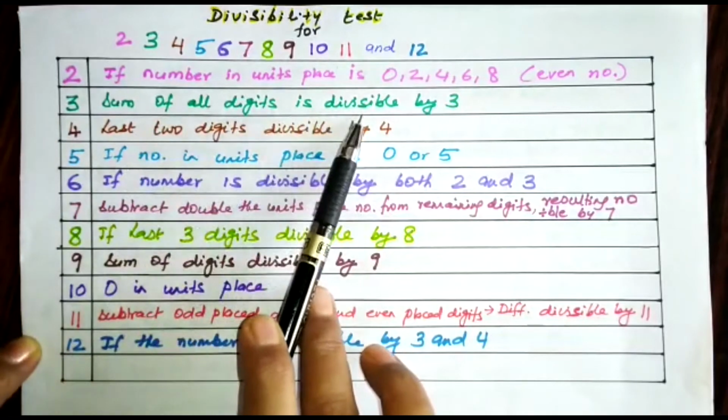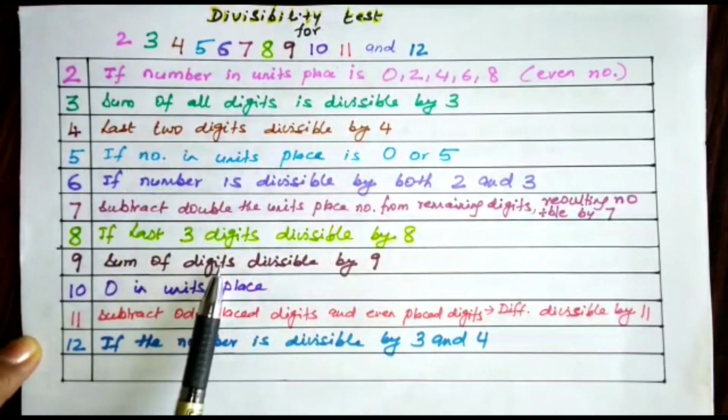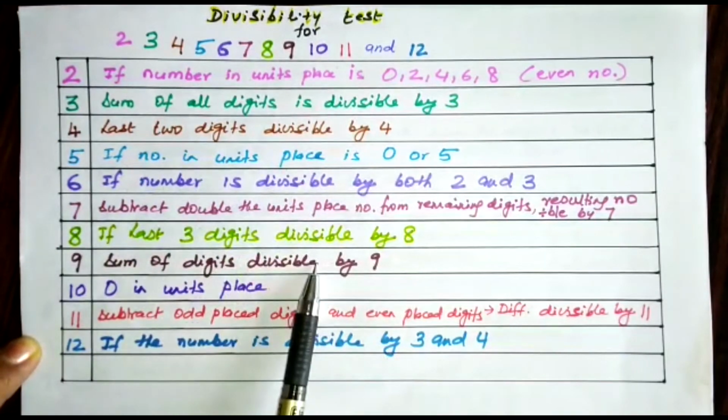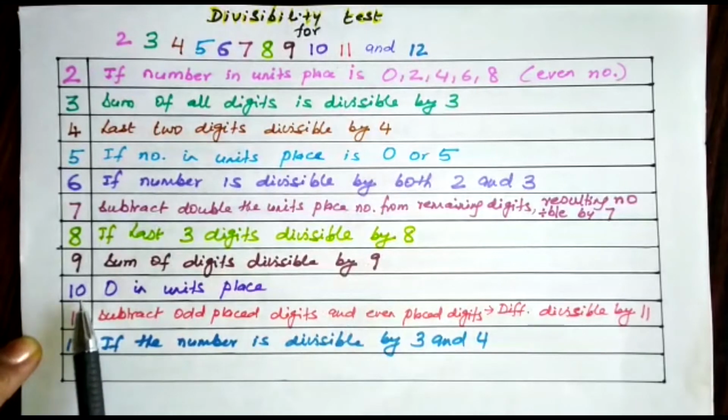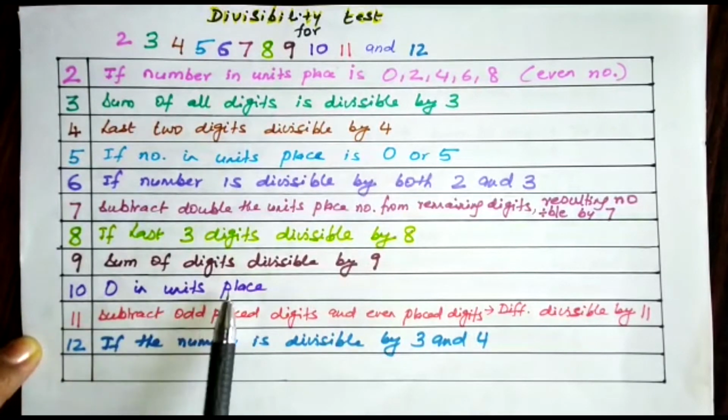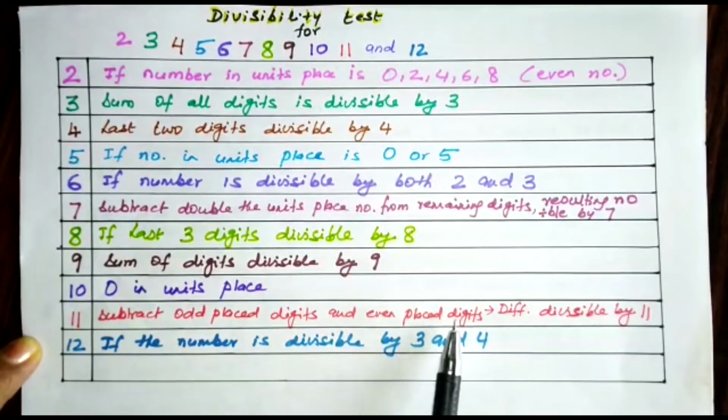For checking divisibility by 9, we have to do the sum of all digits. We add all the digits and check whether the resulting number is divisible by 9, then the number will be divisible by 9. For checking divisibility by 10, if the number has 0 in units place, it is divisible by 10.